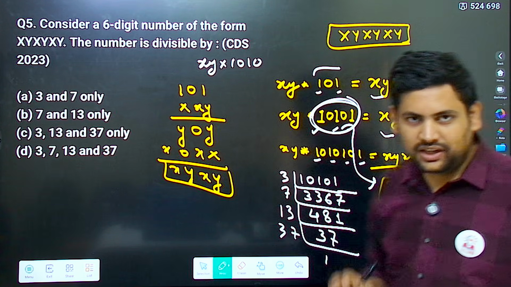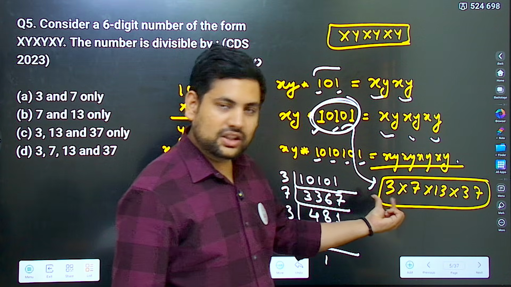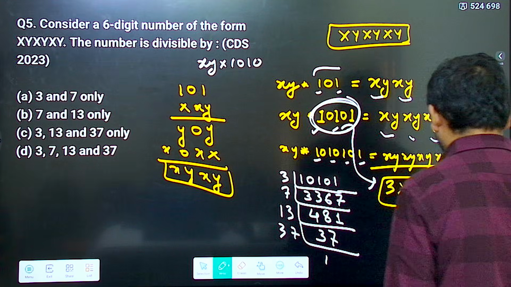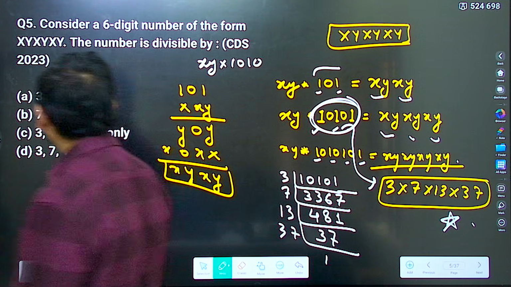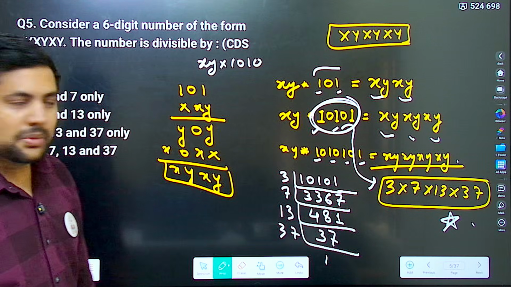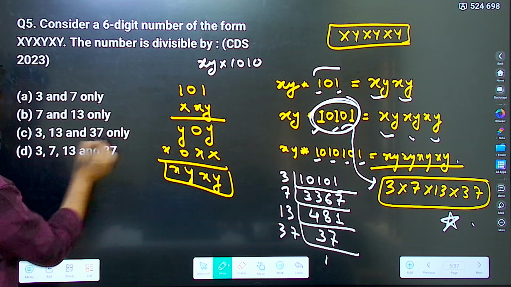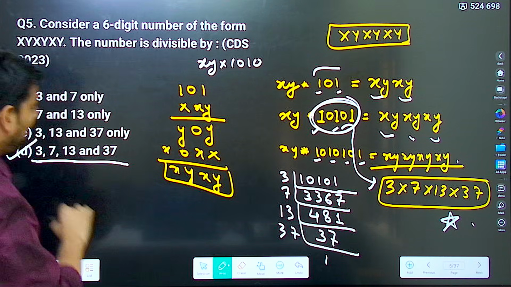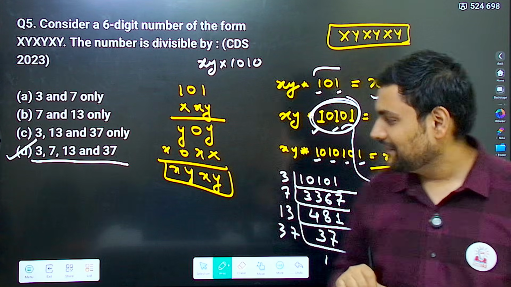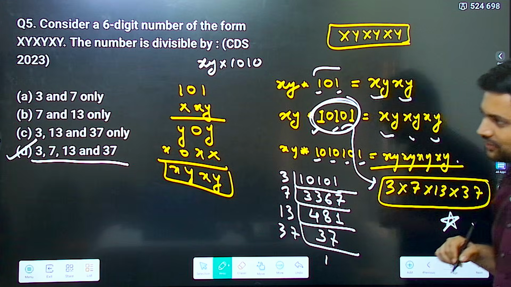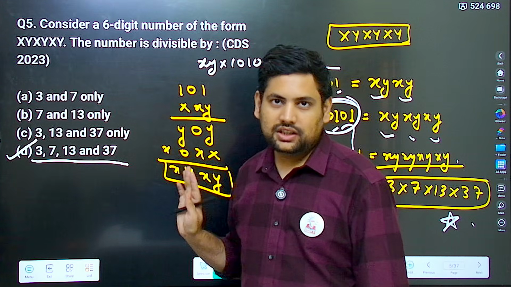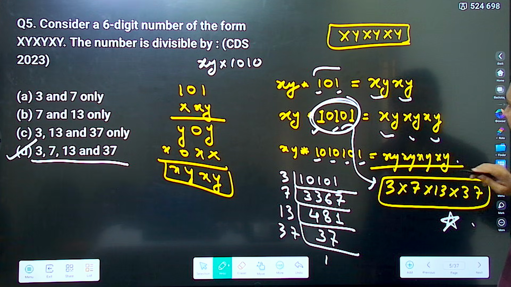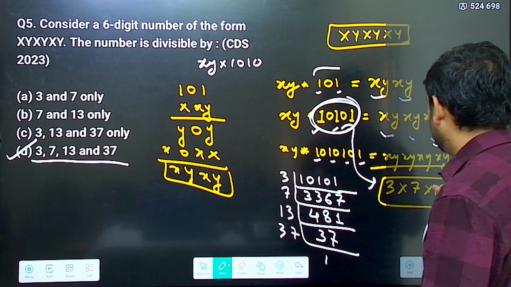Remember, not 11. Other than that, all these numbers 3, 7, 13, 37 are all its factors. Now it is asking you, xy is divisible by what number? So what you got? 3, 7, 13, 37, all of these. Correct? So all of these it divides. Please remember this. Then let's come back to our revision part.